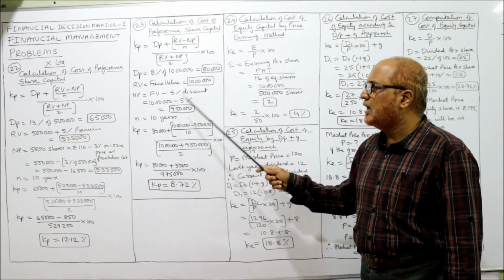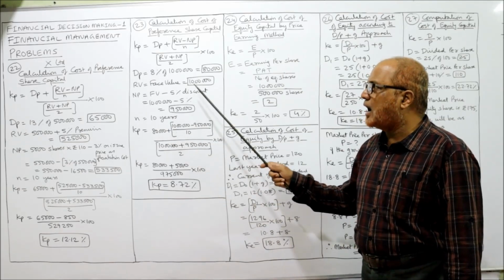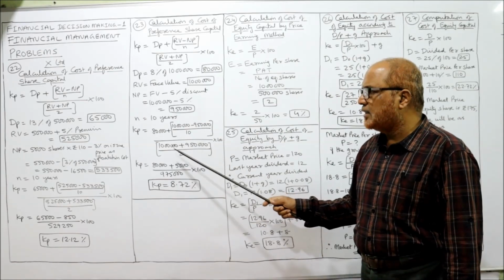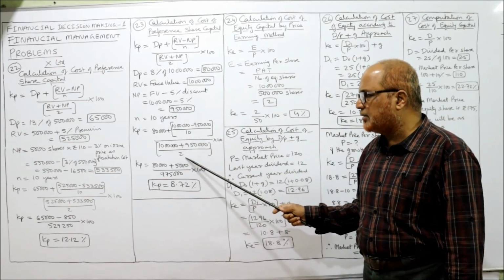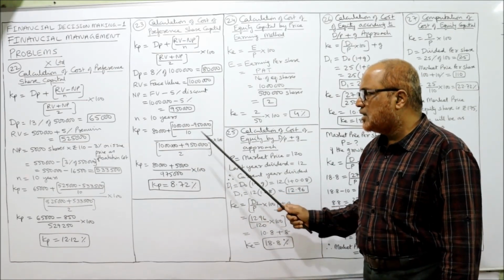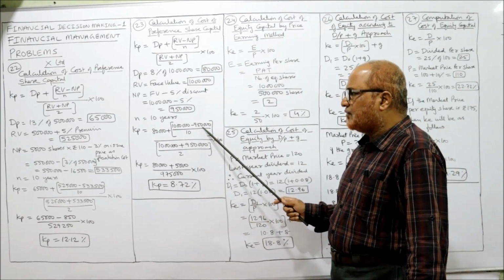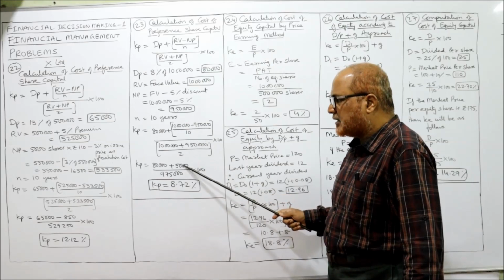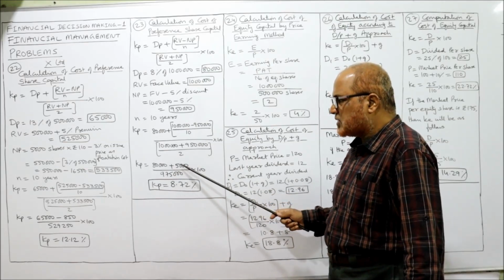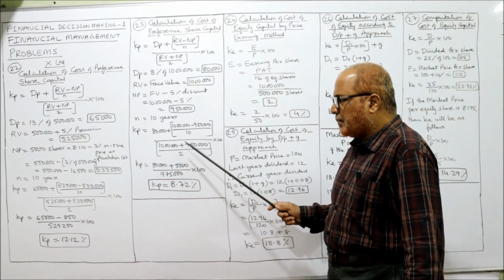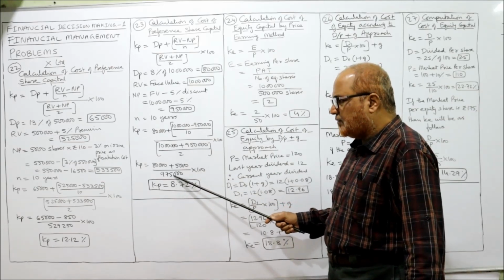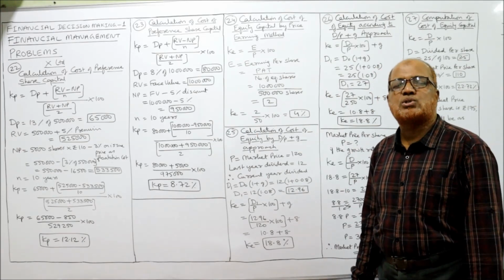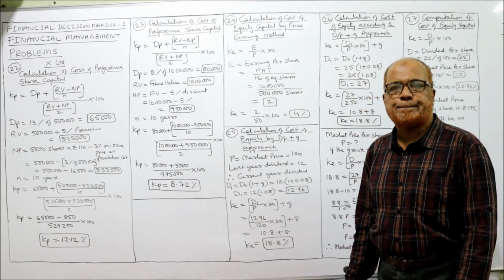Now substitute: 80,000 plus (RV 10 lakh minus 9 lakh 50,000) divided by 10, divided by (10 lakh plus 9 lakh 50,000) divided by 2, into 100. So 10 lakh minus 9 lakh 50,000 is 50,000. 50,000 divided by 10 is 5,000. So 80,000 plus 5,000 divided by 9 lakh 75,000, into 100. So 8.72% is the cost of preference capital.